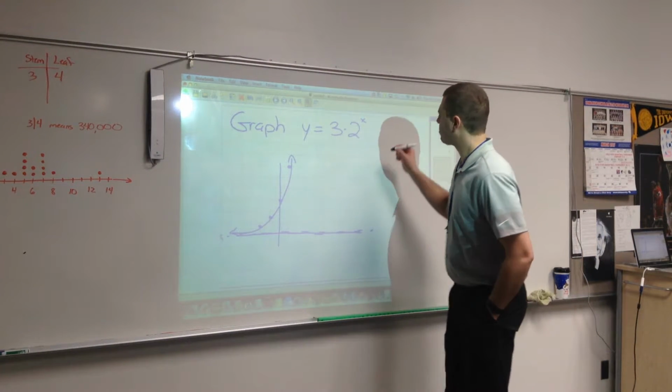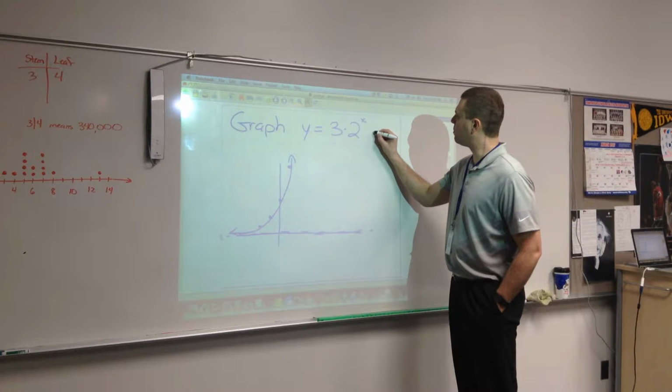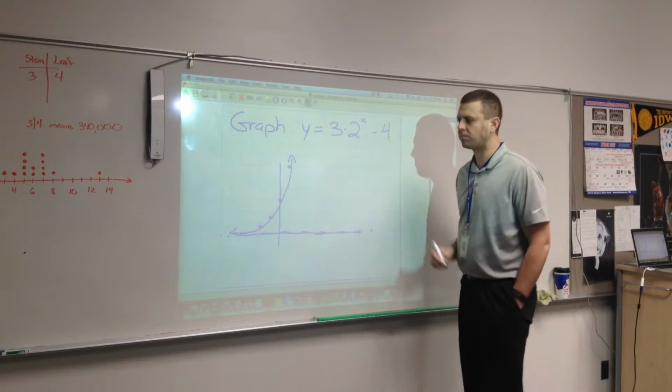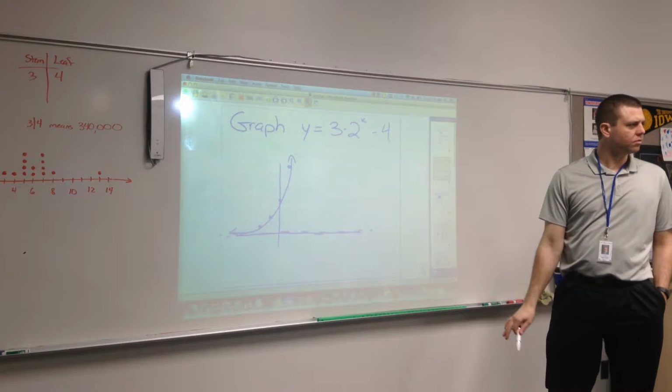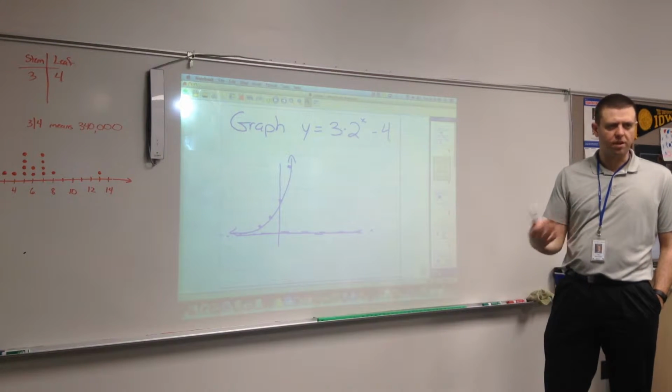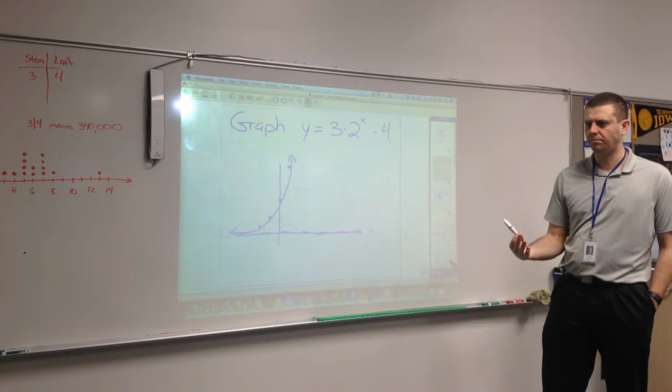What would happen if I put a minus 4 back here? It would go down 4. Everything would just drop 4 units. Okay? You guys have worked with transformations before.